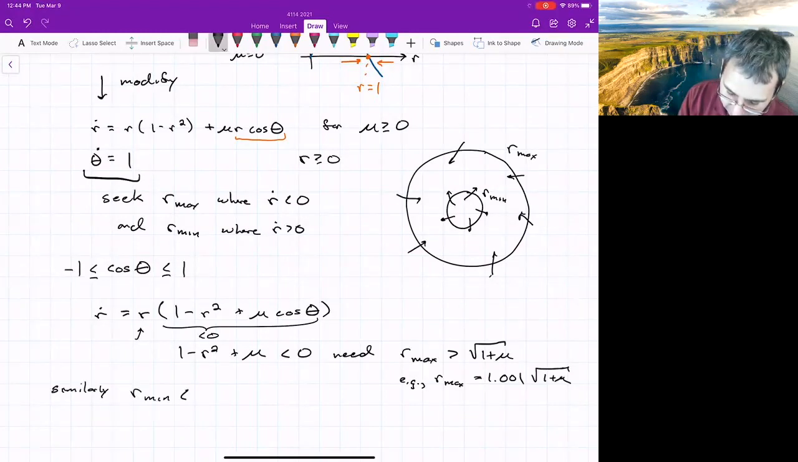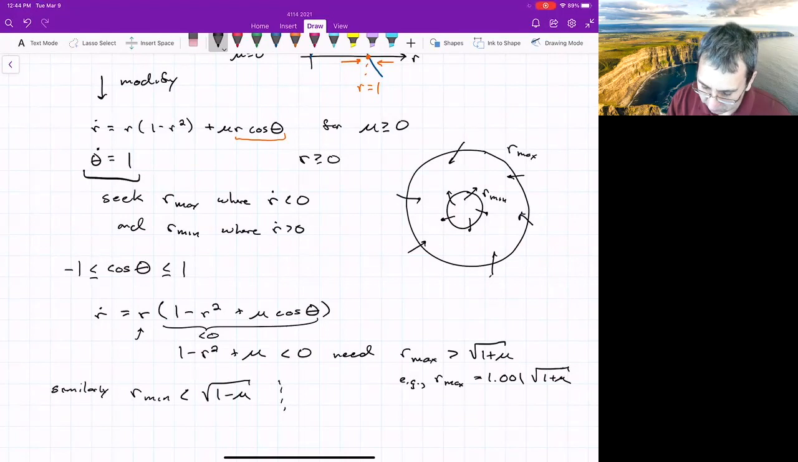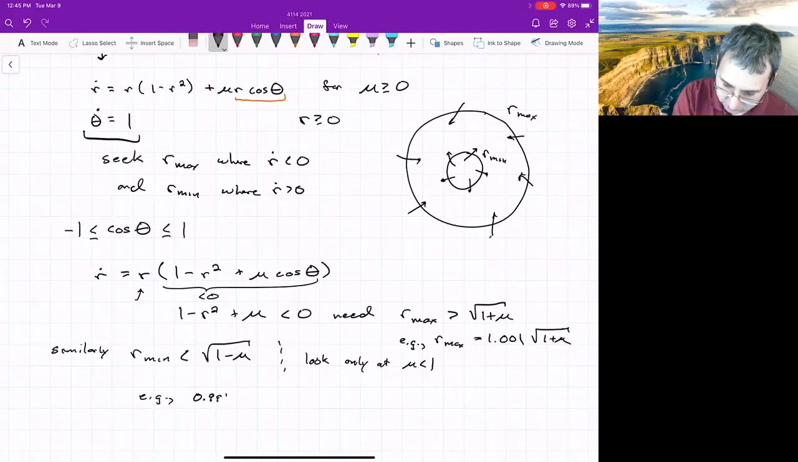We want r min to be less than square root of 1 minus mu. So it looks like we should probably restrict ourselves to mu less than 1. But if we have r min less than that, that means the thing in the parentheses, when you put in cosine theta equals negative 1, you'll get that r dot is positive. Use r min of 0.999 times the square root of 1 minus mu.